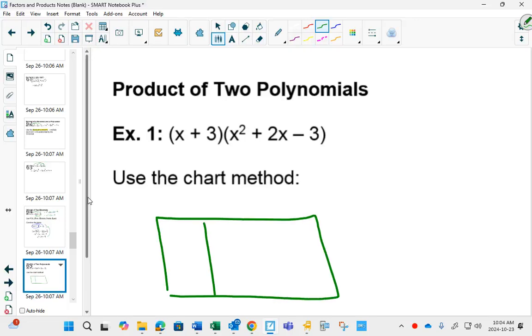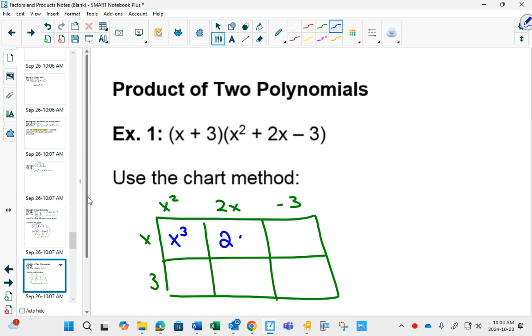So here we have a trinomial, so I'll split one side into 3 and label x squared, 2x, and minus 3. The other side I'm just going to cut in half, so I have x and 3. And we just have to fill in the areas of each of these boxes. So if this is an x times x squared, its area would be x cubed. This box is x times 2x, its area would be 2x squared. And x times minus 3, its area would be minus 3x.